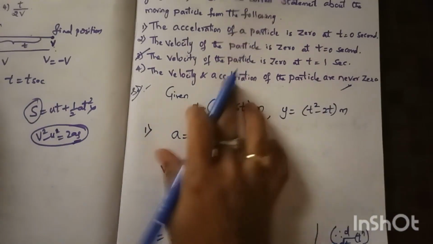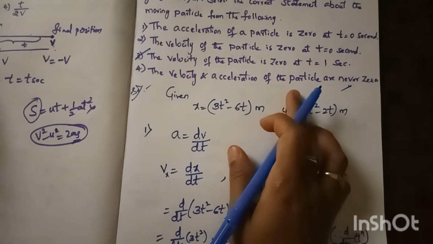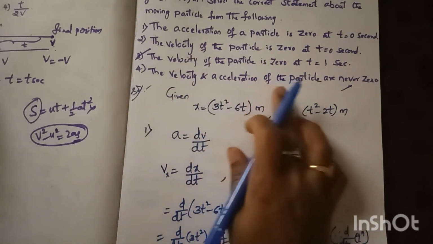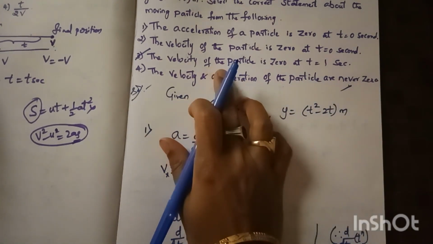Option 4 is not correct because velocity became already 0 at t equals 1. So what they said, velocity and acceleration of the particle are never 0, is the wrong statement. So the third statement is right.